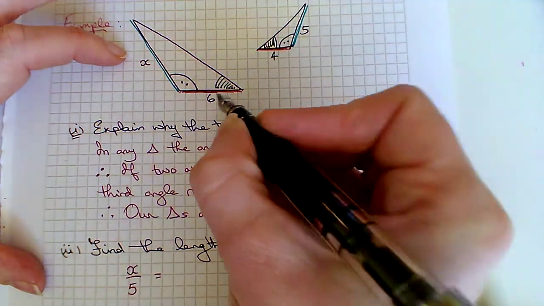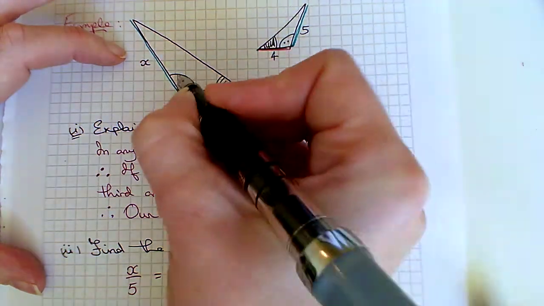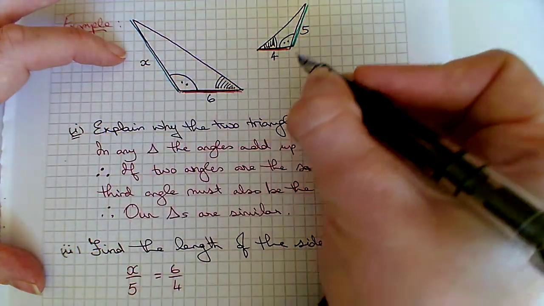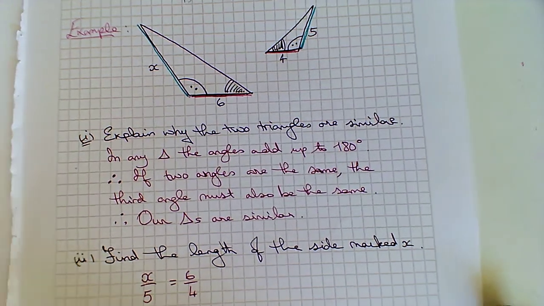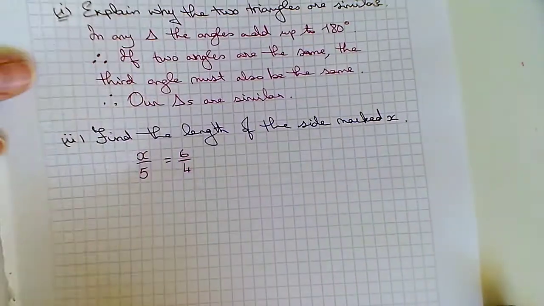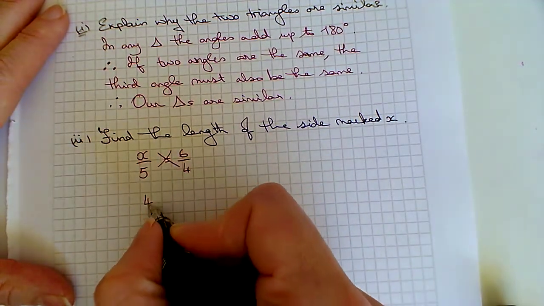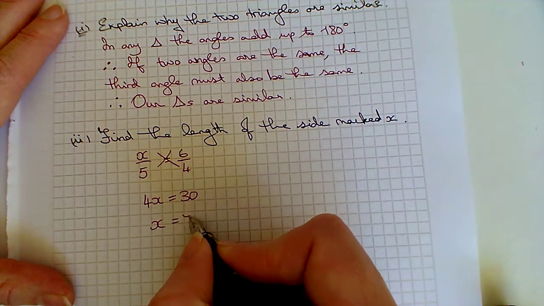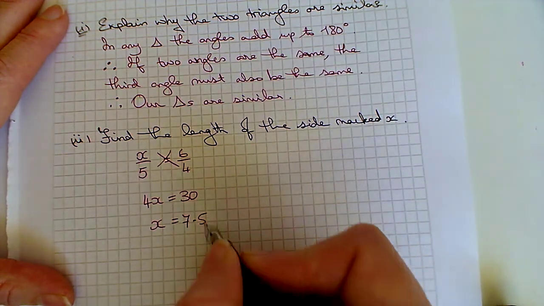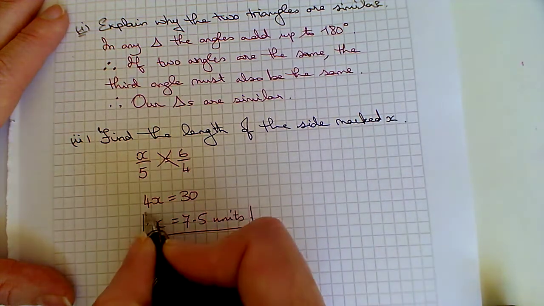is equal to 6 over 4. I can go the other way as well. I can say 5 over x is equal to 4 over 6. I'll get the same answer. The important thing is to go the same way both times. So let's solve this, which we can do by cross multiplying, and we get 4x is equal to 30, and x is 30 divided by 4, or 7.5. We weren't given any units, so we don't need to write them in.